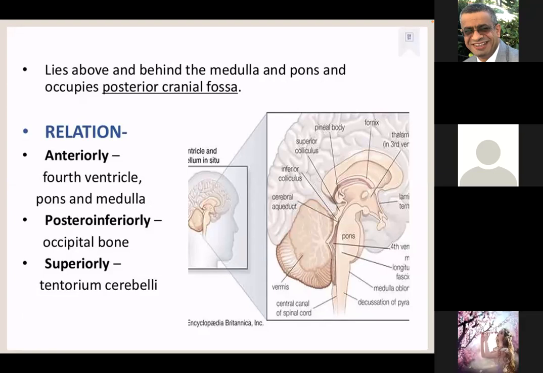Its relations: anteriorly, as in the picture, the fourth ventricle, pons, and medulla. Posteriorly and inferiorly, the occipital bone, while superiorly, the tentorium cerebri. This diagram also shows the fornix, pineal body, superior and inferior colliculi, the cerebral aqueduct between the third and the fourth ventricle, and then the central canal of the spinal cord.